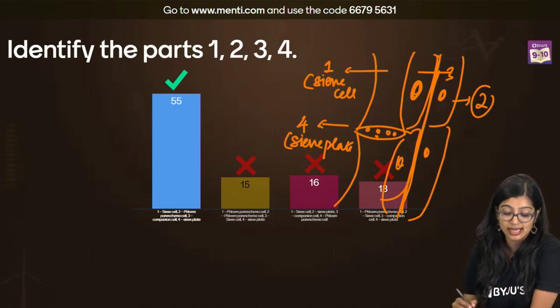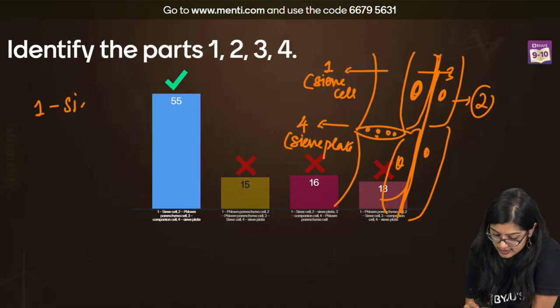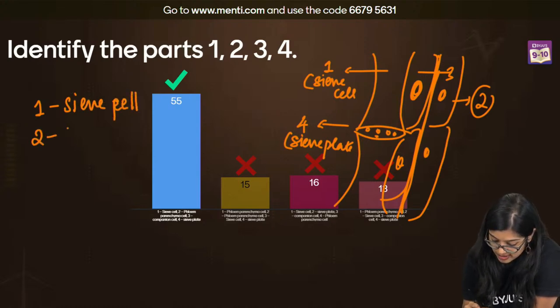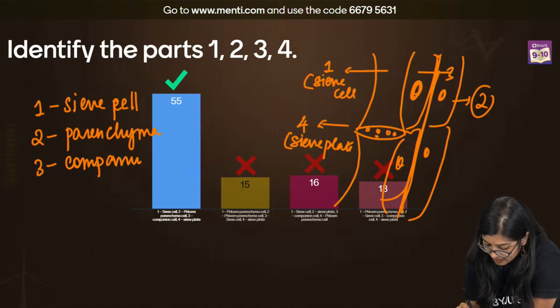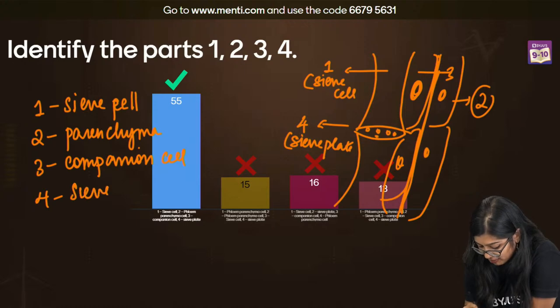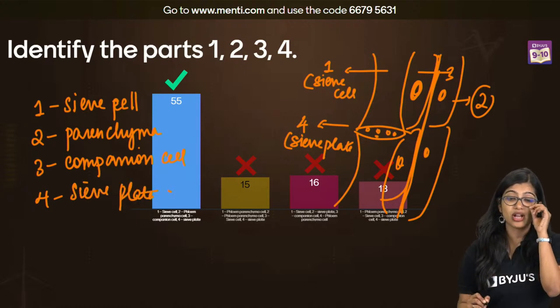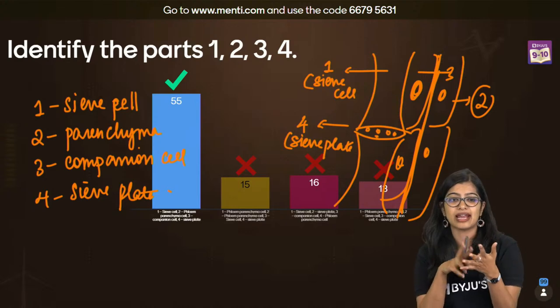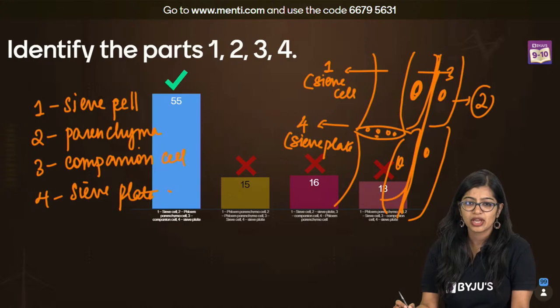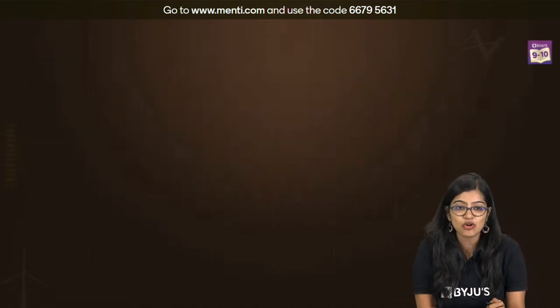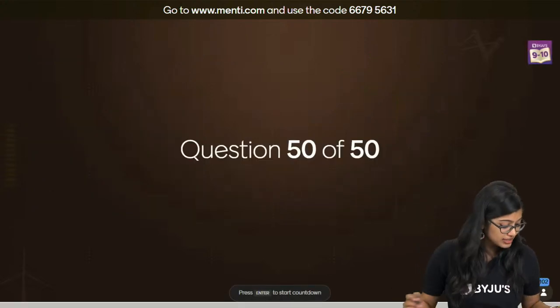So the correct answer is: 1 was sieve cell, or I'd say sieve tube. 2 was phloem parenchyma. 3 was your companion cell. And 4 was nothing but the sieve plate. So are we all clear? You will be able to click on the image and zoom into it. Okay, now let's move on to the next question, and it's the last question.